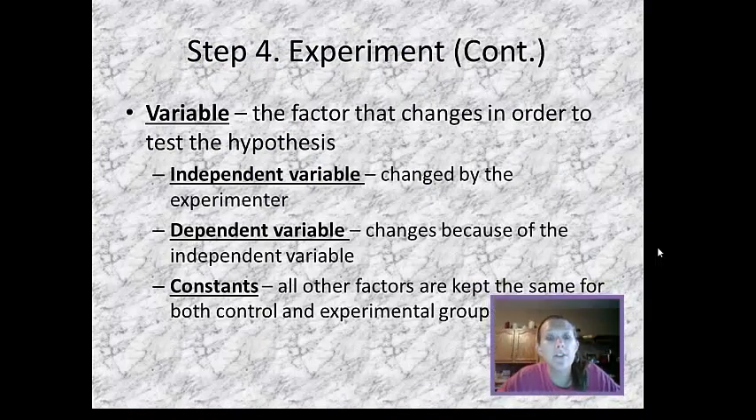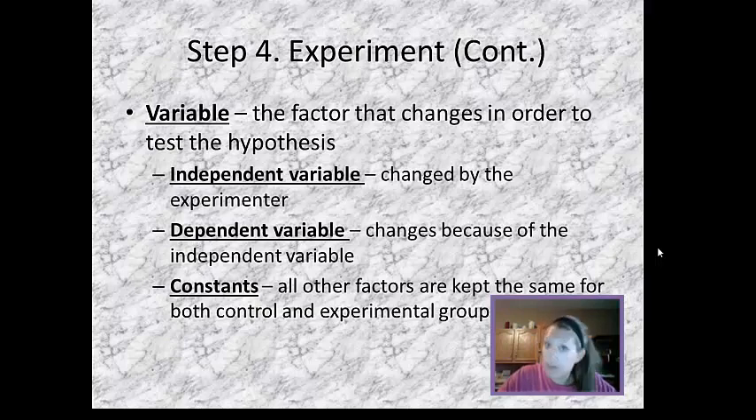There are several different variables involved. The variable is a factor that changes in order to test the hypothesis. The independent variable is the one that's changed on purpose. Sometimes this is called the manipulated variable because this is the one that you change. So in our experiment, we want to change the temperature of the milk. So we're going to control the temperature of the milk.